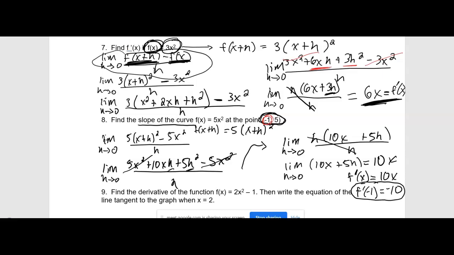We will eventually get to derivatives where, let's say you have a 2x and a y together. Then you would need the -1 and the 5. But since our derivative only is an expression of x, we only need the x coordinate of that point. All right.